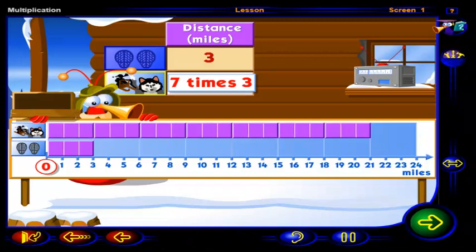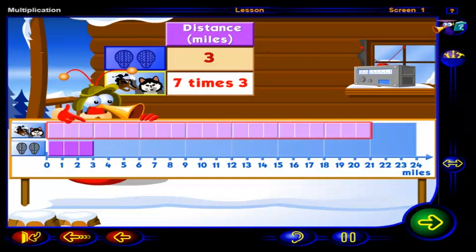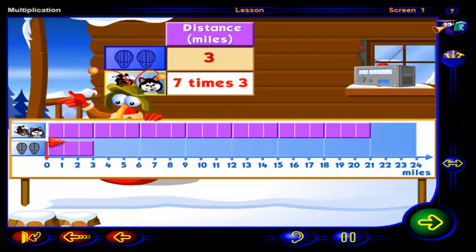That's it. 7 bars show a distance of 7 times 3 miles. The length of this bar shows 3 miles. So the length of 1, 2, 3, 4, 5, 6, 7 of these bars shows 7 times 3 miles, the distance the explorer on the dog sled has traveled so far. Click on the arrow.